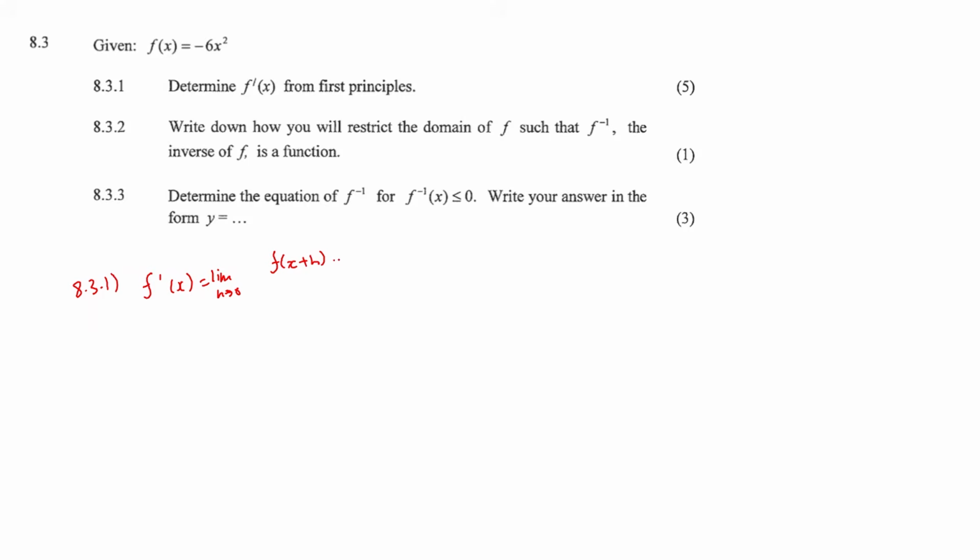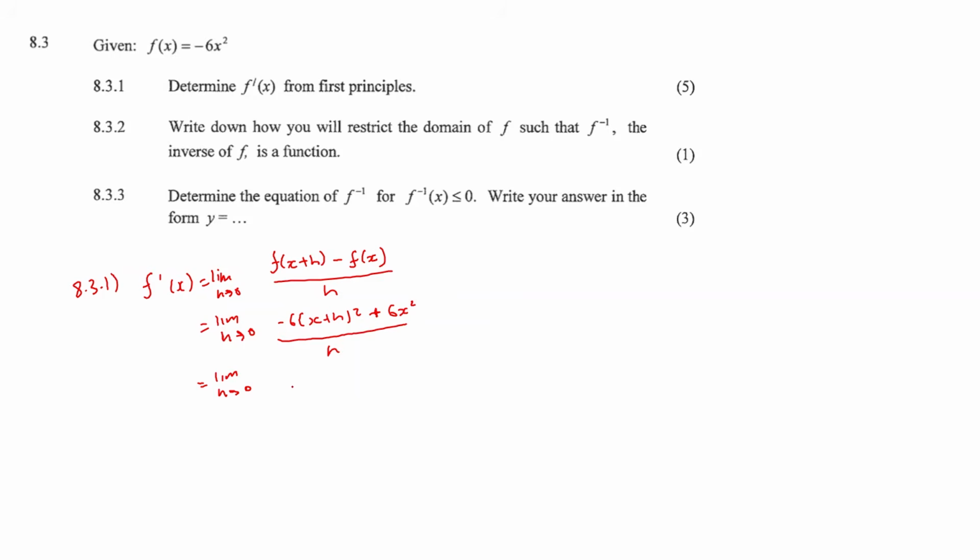x plus h minus f(x) over h. We then can sub in our values, so negative 6(x plus h) squared plus 6x squared, as this is the negative, so the negative and the negative become a positive, all over h.